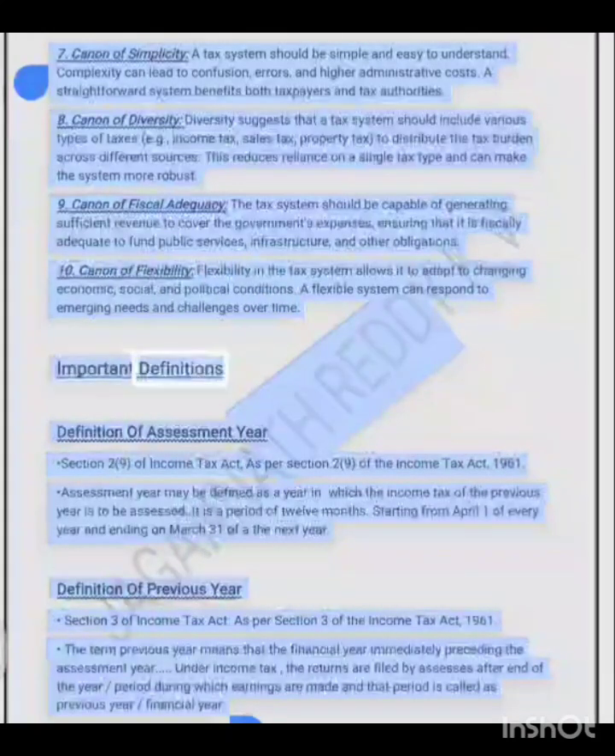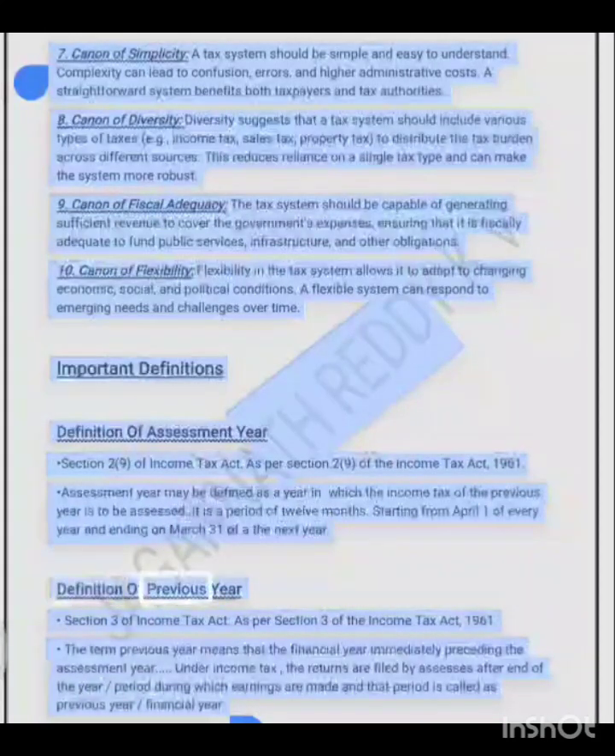Important definitions. Definition of assessment year. Section 2(9) of the Income Tax Act, 1961. Assessment year may be defined as a year in which the income tax of the previous year is to be assessed. It is a period of 12 months, starting from April 1st of every year and ending on March 31st of the next year.